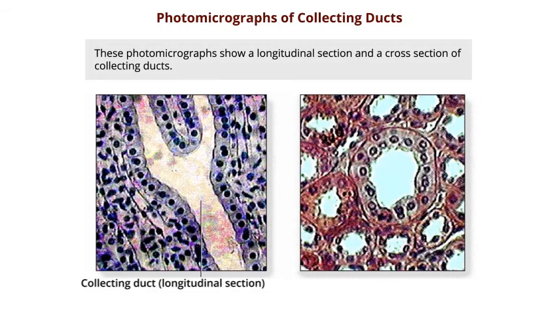These photomicrographs show a longitudinal section and a cross-section of collecting ducts. Notice that the ducts are composed of cuboidal cells. Also notice that the lumen of the collecting duct, shown in cross-section, is much larger than the lumens of the adjacent thick ascending tubules. This reflects the volume of fluid the collecting ducts contain as they gather the fluid from many nephrons. The longitudinal section here shows two ducts joining to form a larger duct.